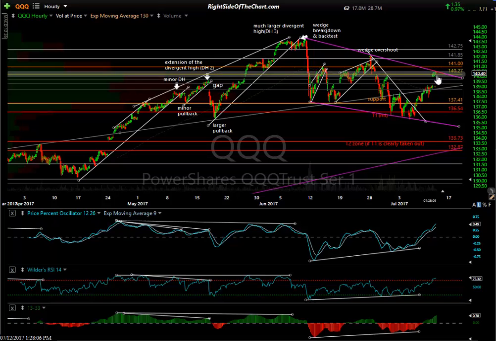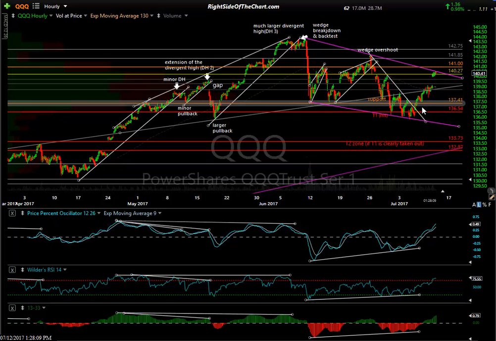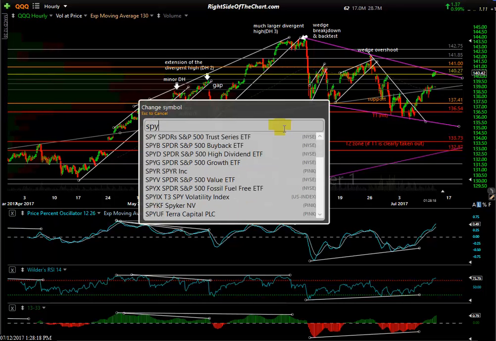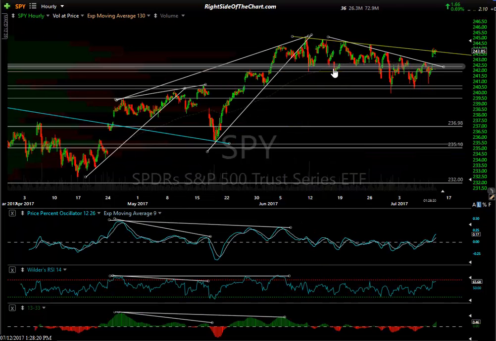So let's see what happens here. The bearish case has certainly been injured, let's say, in the last few days, but not completely taken out yet. Now let's look at the SPY real quick. Show you a similar downtrend. I had 2 downtrend lines drawn on the SPY. This white one, which was taken out today with a gap above.